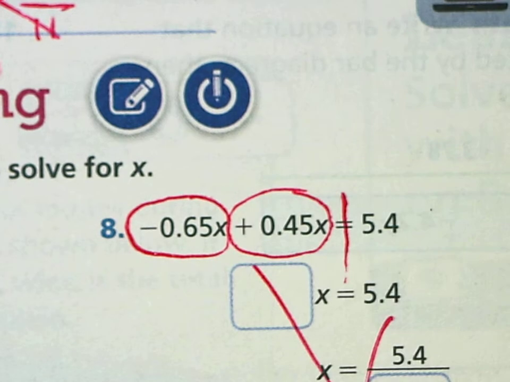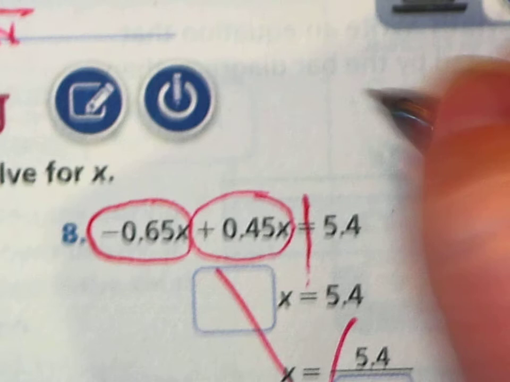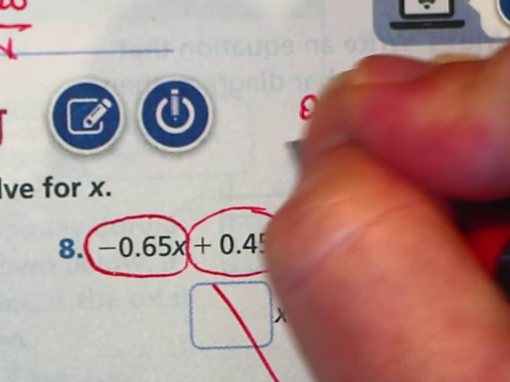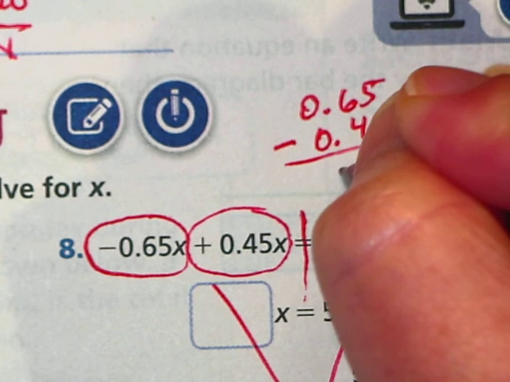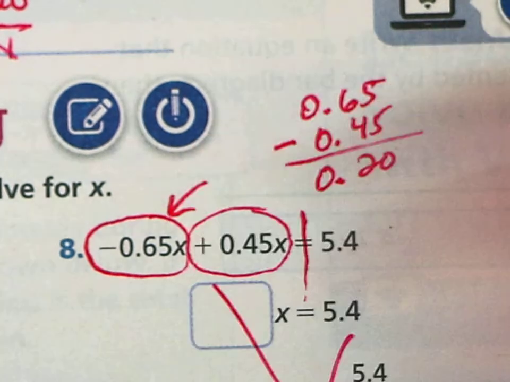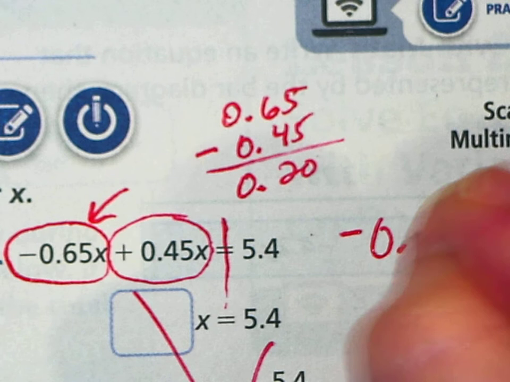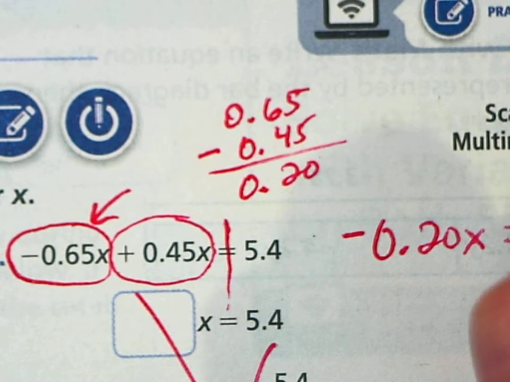These are on the same side, so I need to combine those, except because my signs are different, I have to actually subtract. So I'm going to write 0.65 subtract 0.45, and I get 0.20, but I'm going to use the sign of the bigger number. So negative 0.20x. Negative 0.20x equals that 5.4 on the other side.